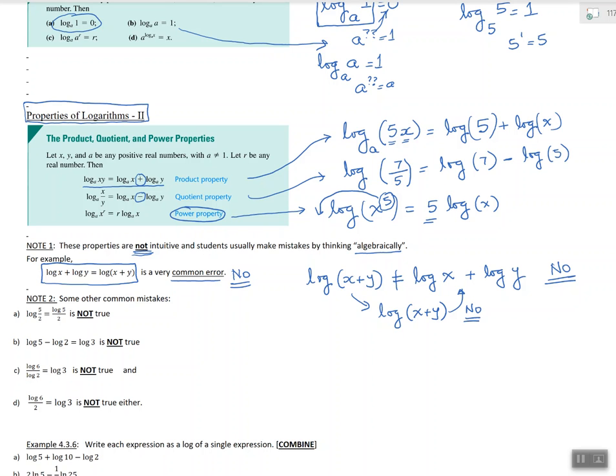Some more warnings. These are also pretty common mistakes that people make. If you have log of 5 over 2, do not make this log of 5 divided by 2. That's not true. Similarly, with log of 5 minus log of 2, it's very tempting to say that this would be log of 5 minus 2, which is log of 3. No.